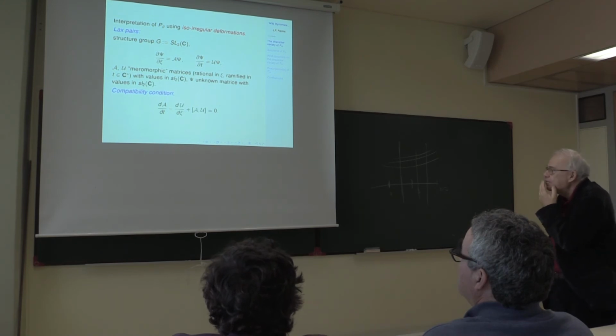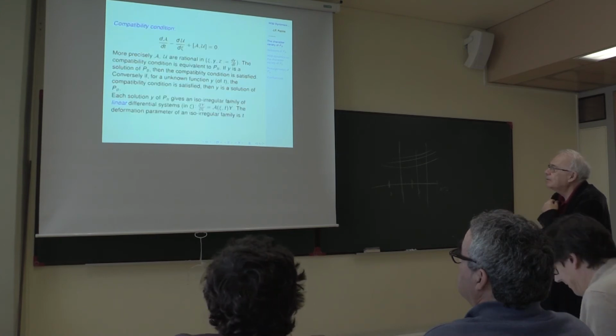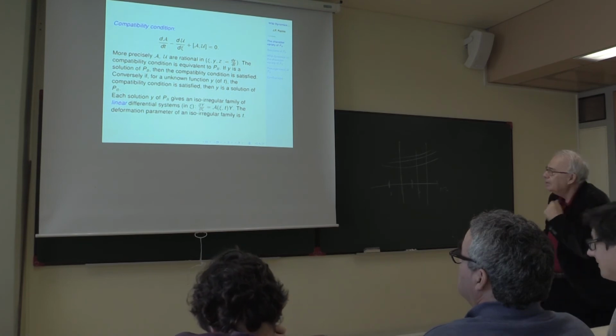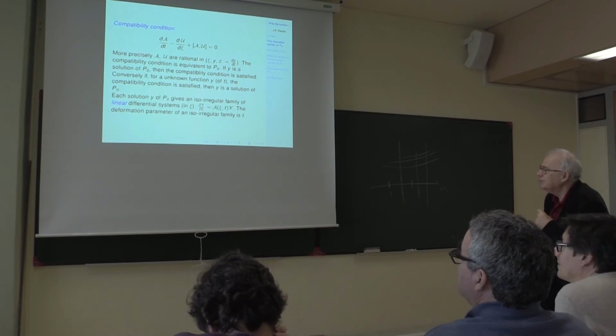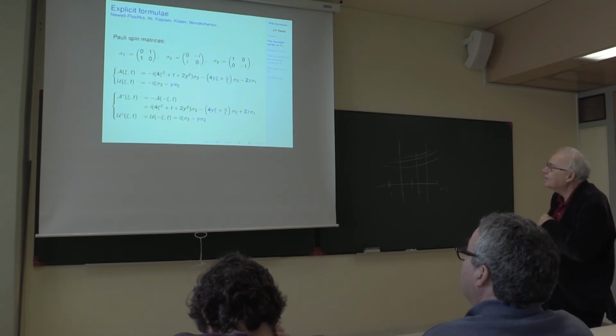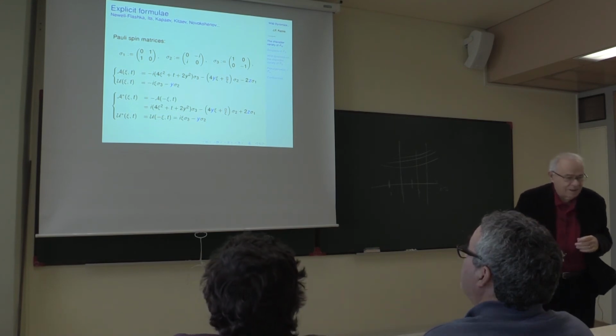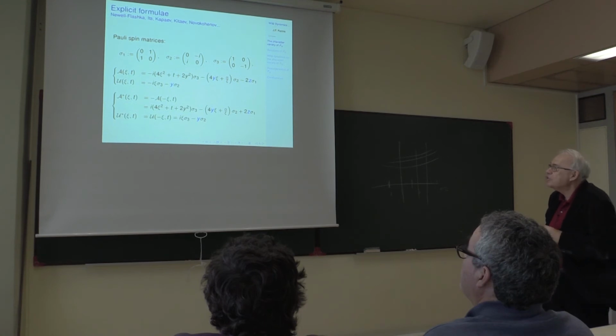This Flaschka-Newell model came from isomonodromic deformation of Lax pairs, as I explained for P6. So the Painlevé-2 equation translates the compatibility condition of this Lax pair. Perhaps I will skip that system. And now here are the explicit formulas of Flaschka-Newell, just with some small change of notation.